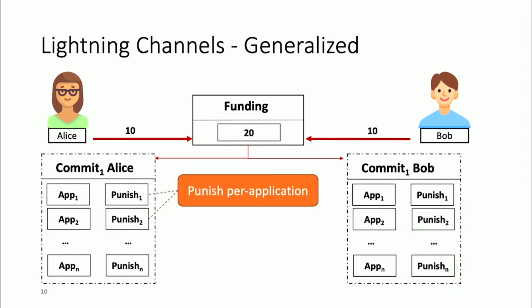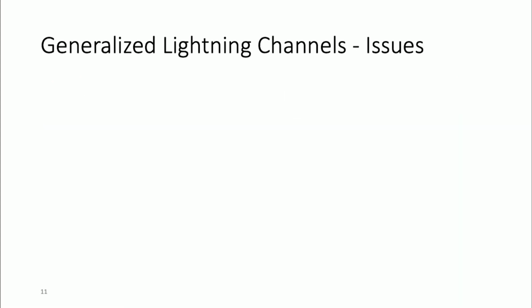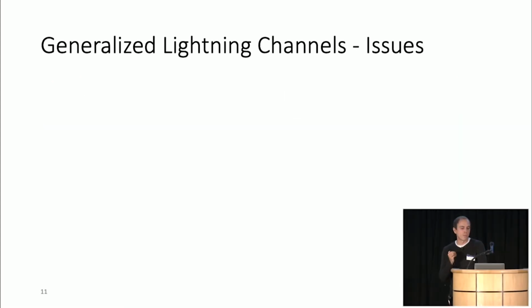And you will notice that, as I pointed out, we have a few key points here. We have a punish per application. That's the first one. And the second one is that we have a state duplication. Basically, we have to store the applications twice because we have the commit transaction for Alice and the commit transaction for Bob. Also, I want to quickly point out that for this channelization of Lightning channels, there is no formal security analysis.